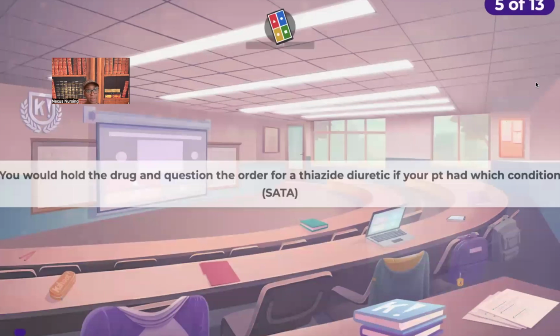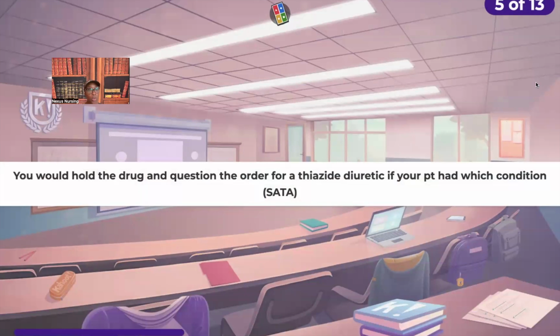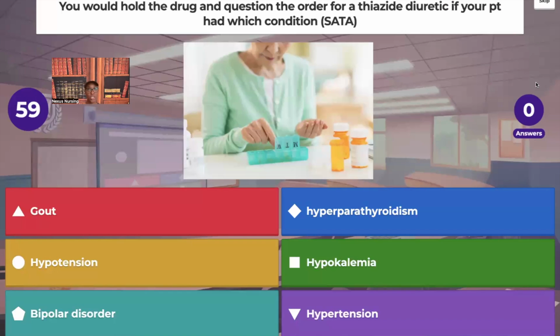Select all that apply. You would hold the drug and question the order for a thiazide diuretic if your patient had which conditions. There are lots of contraindications you guys have to know about thiazide diuretics as much as we love them. So what condition would you hold this drug and call the healthcare provider? Here are your options: gout, hyperparathyroidism, hypotension, hypokalemia, bipolar disorder, hypertension.